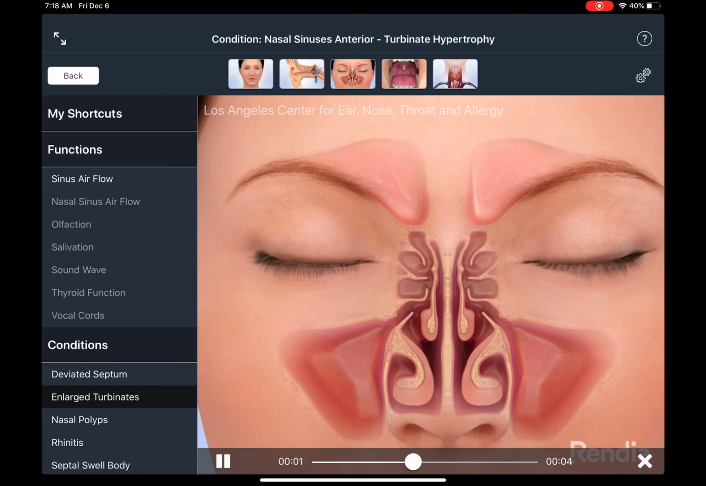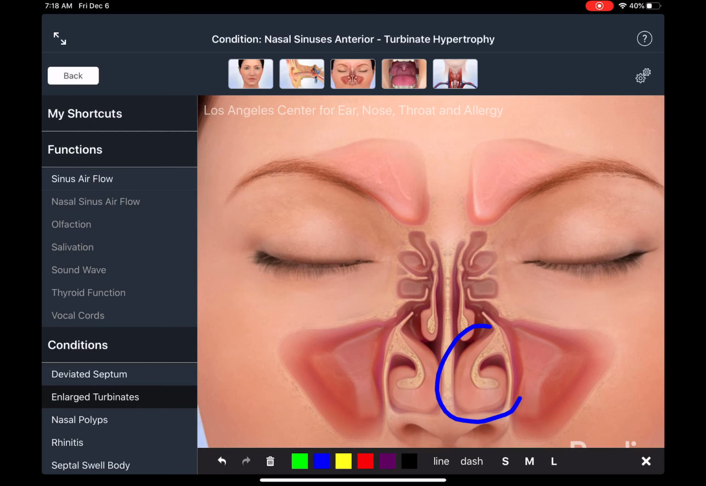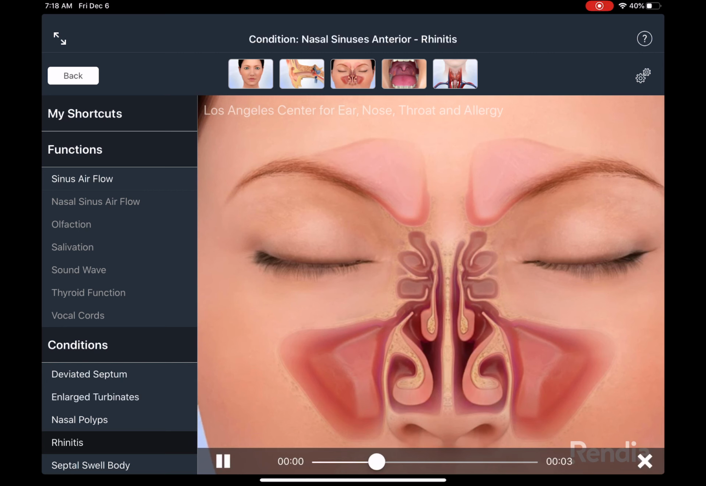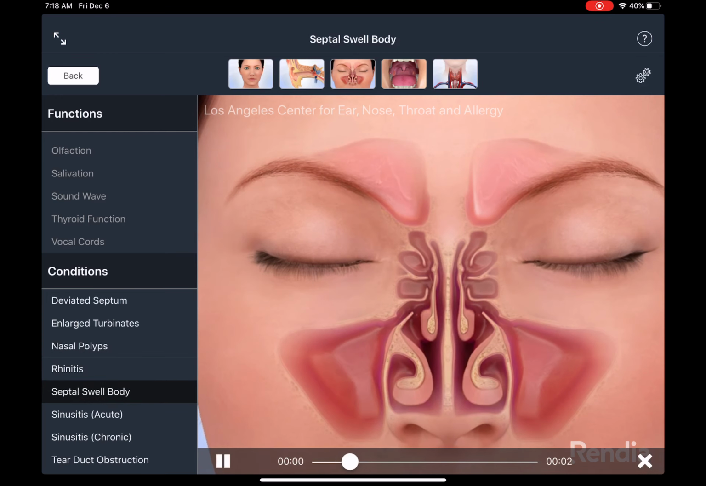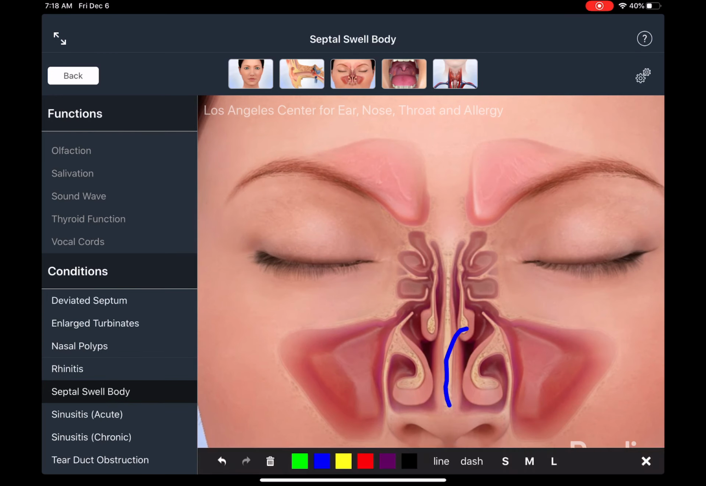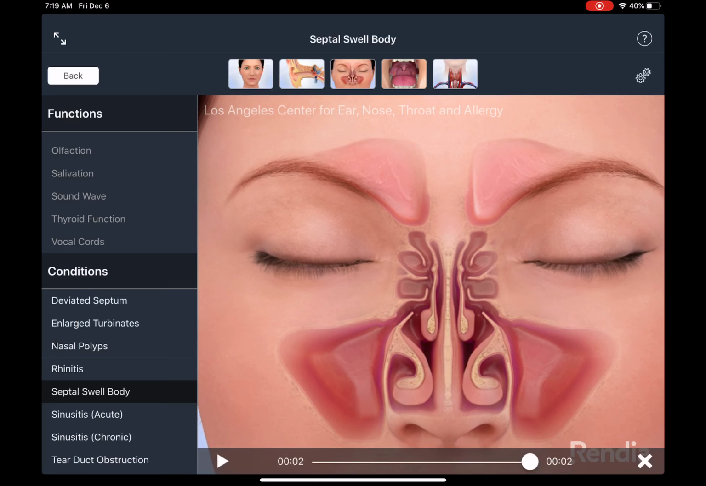Between that and other things such as allergies, the turbinates can grow and become very large. When that happens, it also can obstruct airflow. Things like allergies, like I said, can cause inflammation and swelling in the nose. That also creates problems. Septal swell bodies are when the septum is not necessarily deviated, but you can see an enlargement of the mucosal layer of the septum. All these things can cause obstruction. These are all things on the inside of the nose.